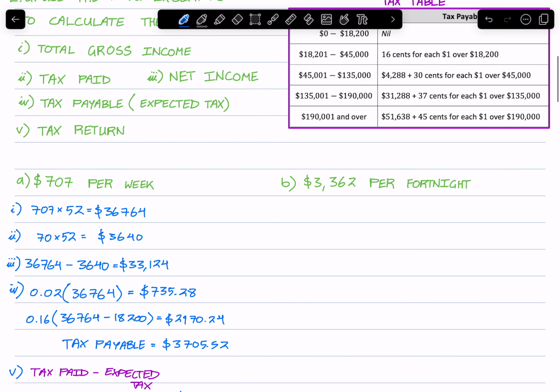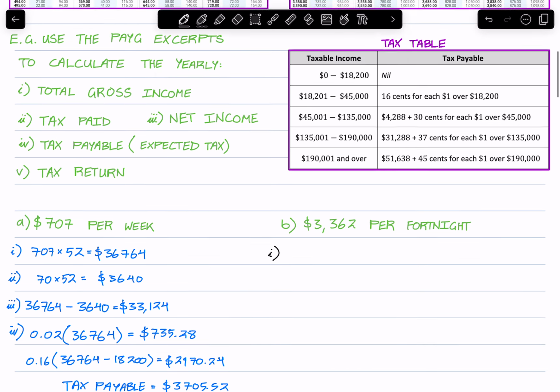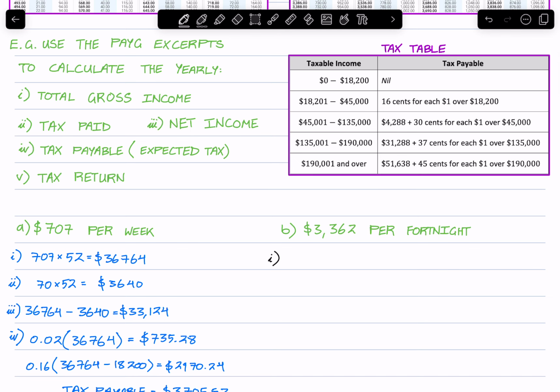So this person earns $3,362 per fortnight. Let's go with part one. I'm going to use a different color so that we don't get confused with this example. So part one, let's calculate how much this person would have earned throughout the year.